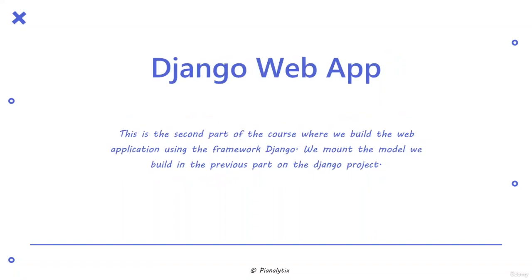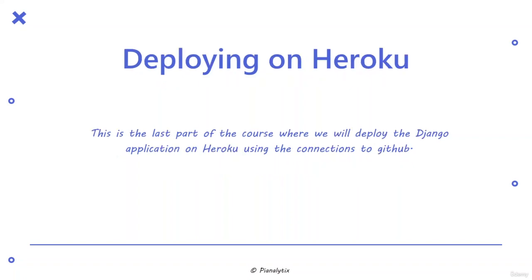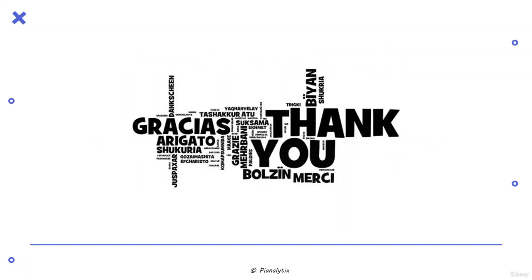Now the Django web app. This web application is the second part of the course, and we will be using the framework Django to build it. We will mount the model we built in the previous part onto the Django project. The last part is deploying on Heroku. This is the last part of the course, where we'll deploy the Django application on Heroku using the connection to GitHub. Now let's start with the first part of this project, where we will be building the machine learning model.